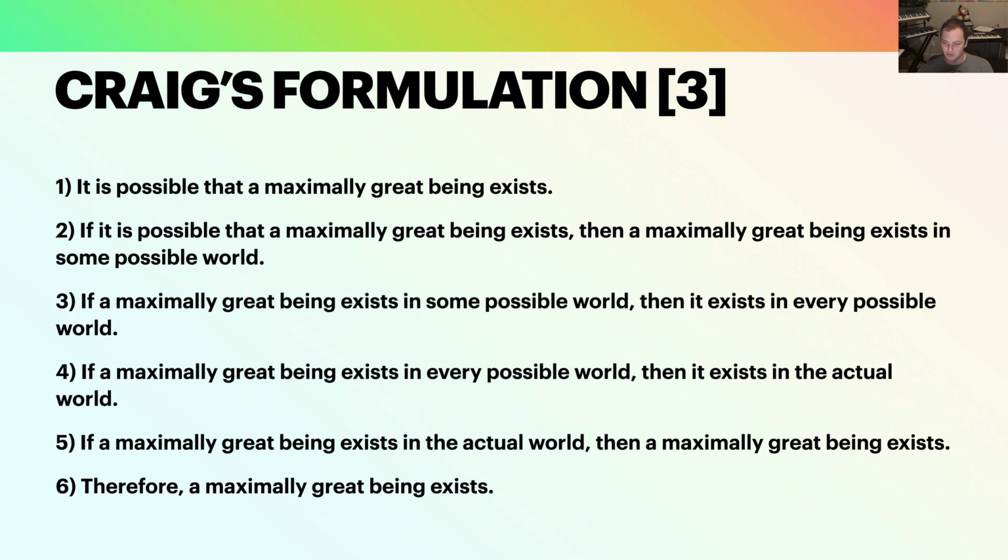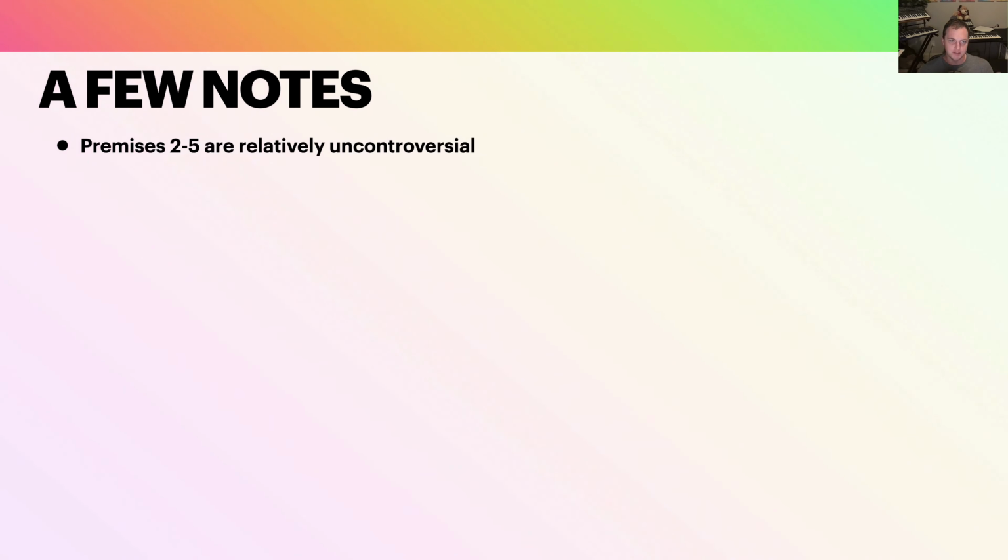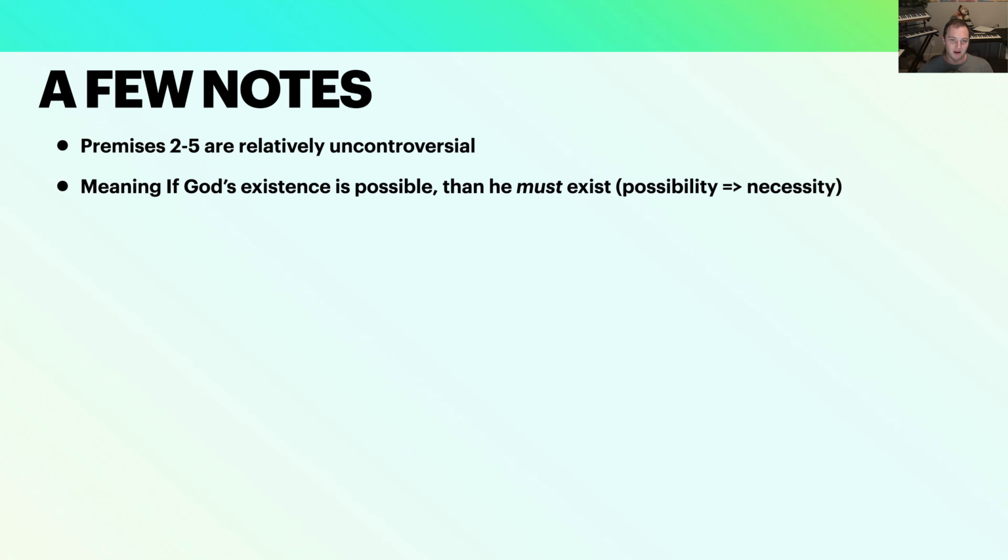Now, this is, of course, the way you would reason your way to God being a maximally great being, or the greatest being. But let's pick this apart, take a few notes on this. Premises 2 through 5 are relatively uncontroversial. Really, the only controversial premise here is: it is possible that a maximally great being exists.